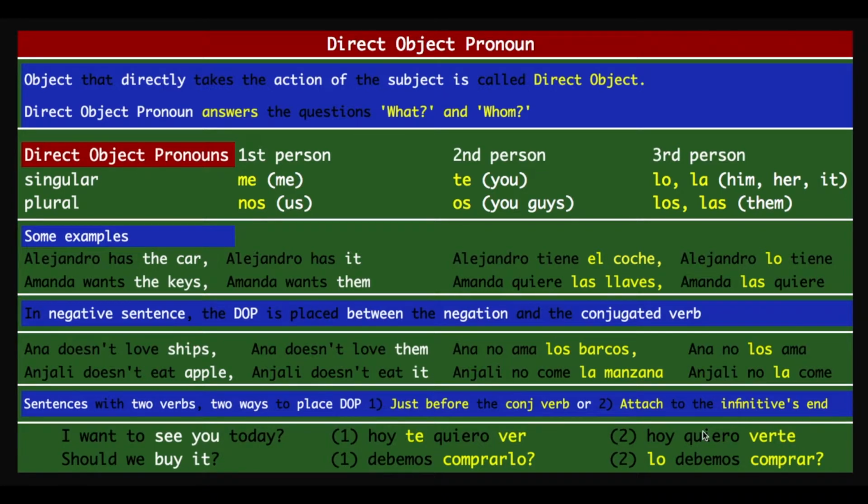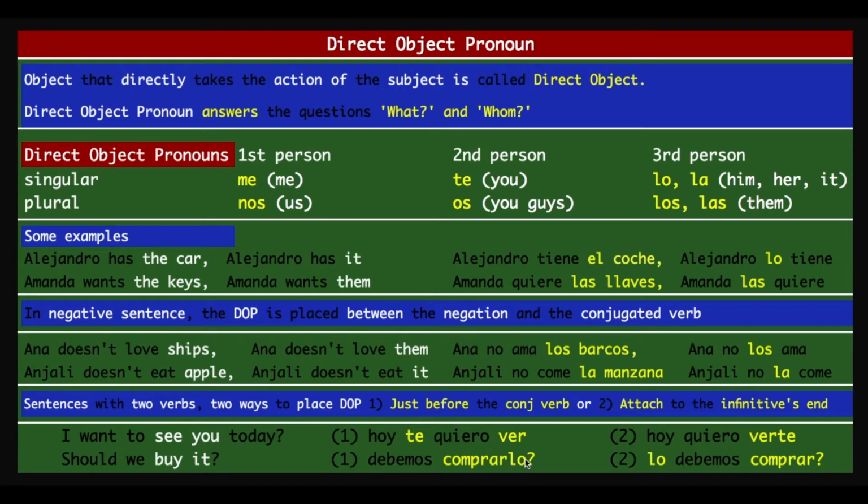The coloring has been done very intuitively, folks. All over the place, you can see, colors will help you see how exactly the concept is built up. So the last example in the same concept is, should we buy it? Now it here is the direct object pronoun. So the first way of saying it is debemos comprarlo. Debemos means we should. Comprar is the root verb or infinitive which doesn't undergo any conjugation, and if you attach the direct object pronoun to it, it becomes comprarlo. Debemos comprarlo.